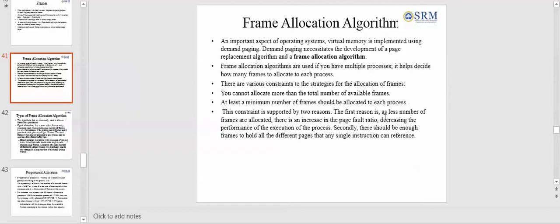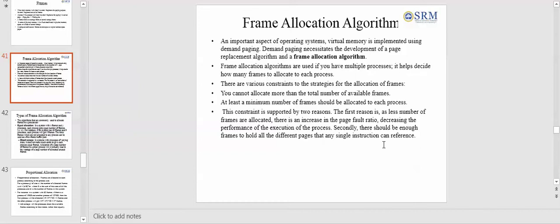The first reason is, as fewer frames are allocated, there is an increase in the page fault ratio, decreasing the performance of the execution of the process. This is what we would have seen in the beginning. Next, there should be enough frames to hold all the different pages that any single instruction can reference.